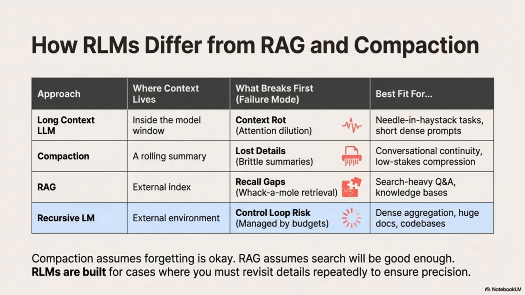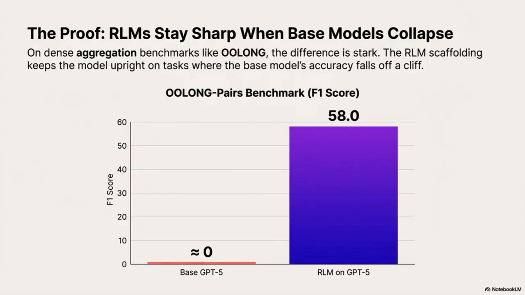So if we were to lay it all out, traditional long context models break with context rot. They're best for short, dense prompts. Compaction breaks with lost details. Best for conversational continuity where precision isn't everything. RAG breaks with recall gaps, so it's best for search-heavy Q&A.